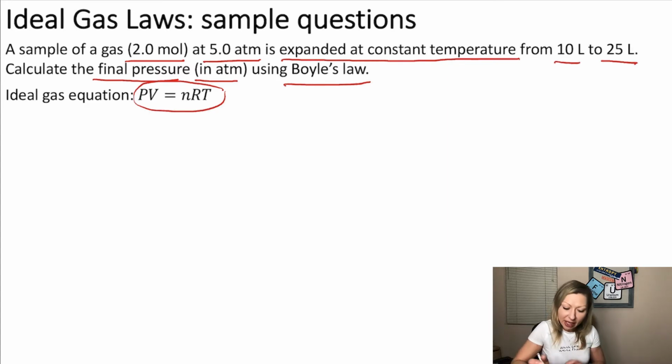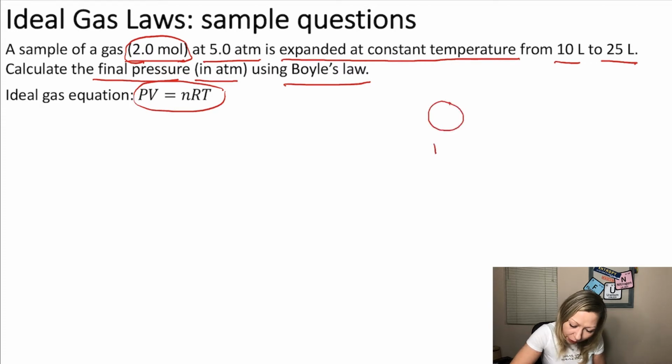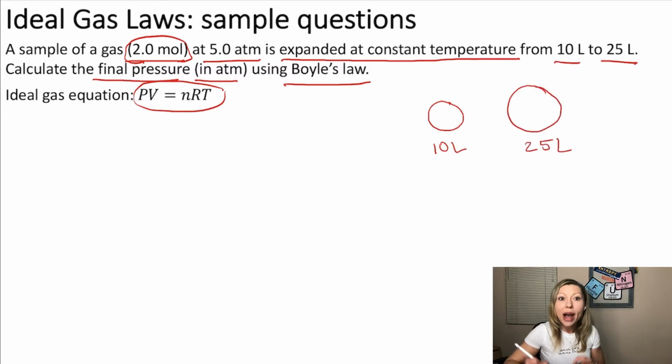We know that we have a constant number of moles of gas, right? And we also know that we had an expansion, so the volume increased from 10 liters to 25 liters. So let's use balloons to show that. Let's say that I have a balloon and this is going to have a volume of 10 liters and another balloon which is going to have a volume of 25 liters. Now I know that my initial pressure was 5 atm and I have to calculate the pressure after the expansion.